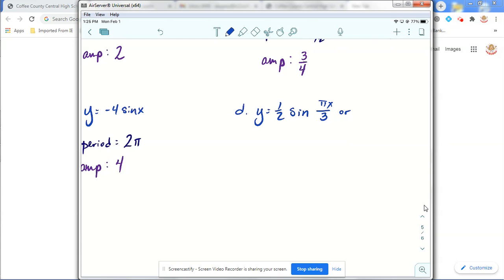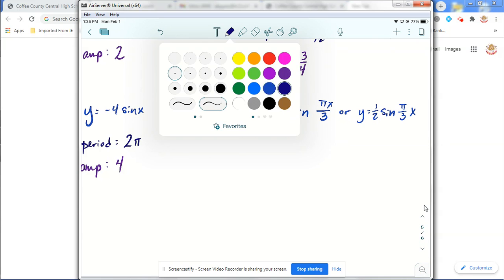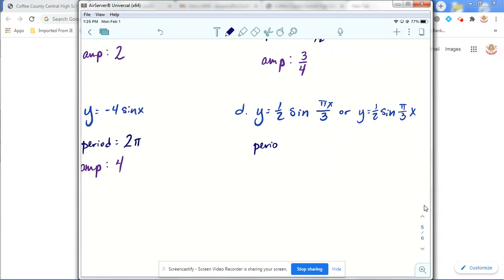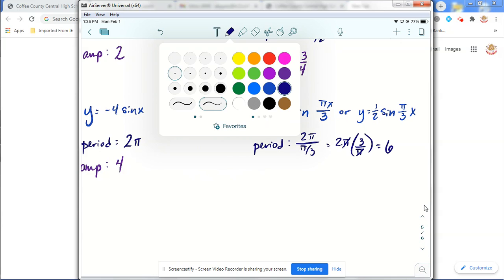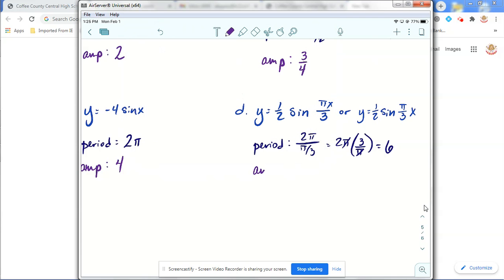Okay, so I'm going to rewrite this one too. So it should be 1/2 sine of pi over 3x. So the period is going to be 2 pi divided by pi over 3, or 2 pi times the reciprocal of that, which is 3 over pi. All right, now the pi's are going to cancel out, and that's going to give a period of just 6. All right, and then the amplitude is going to be 1/2.